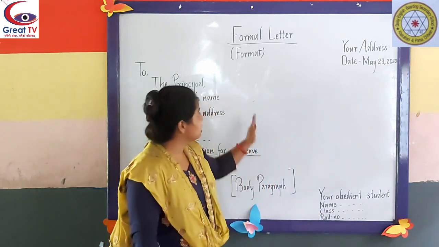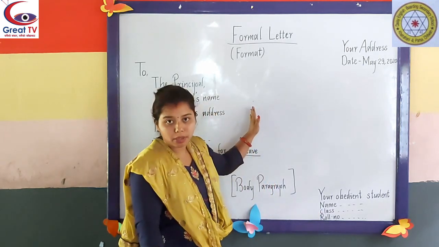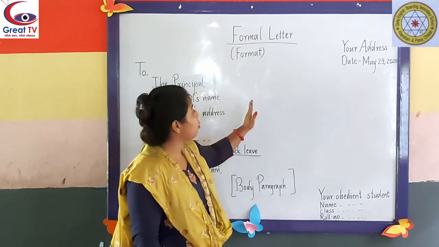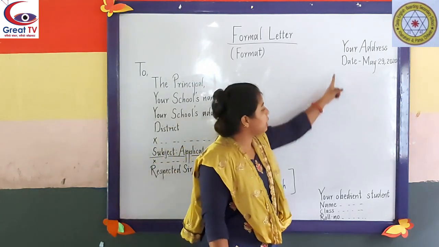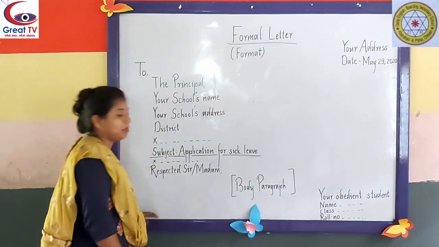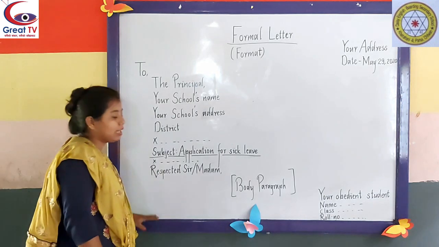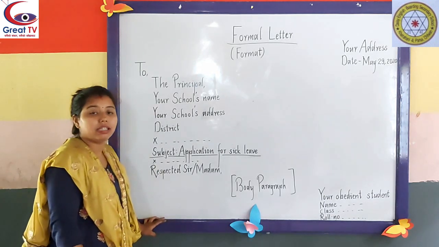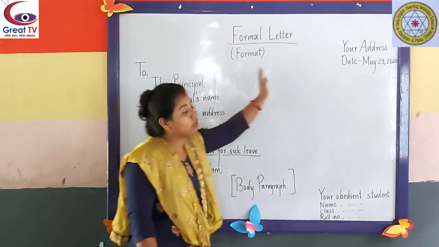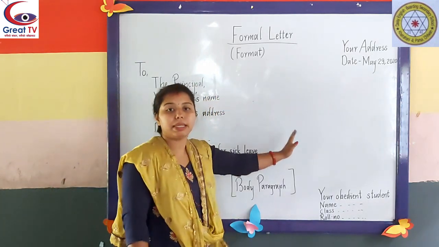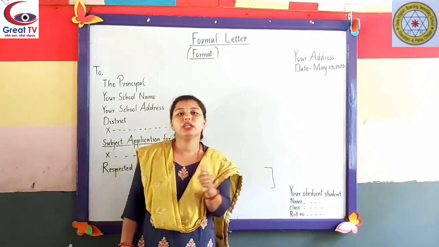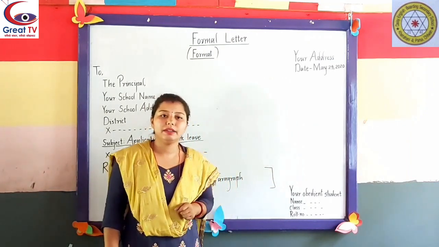My dear children, this is the traditional format for writing the formal letter. In the modern approach, these two things, your address and this thing, you can write at the same side. All the things you can write at the same side in the modern approach. But according to the traditional approach, you have to write them separately. My dear children, let me write an application for you so that you can get a better idea.